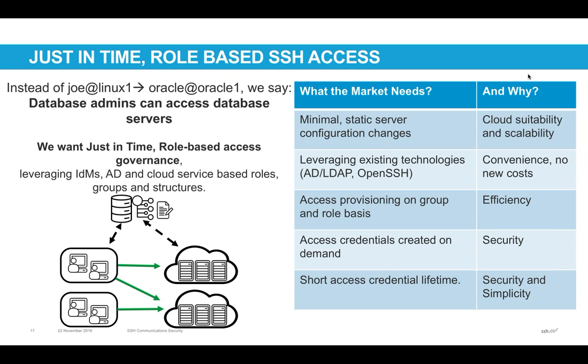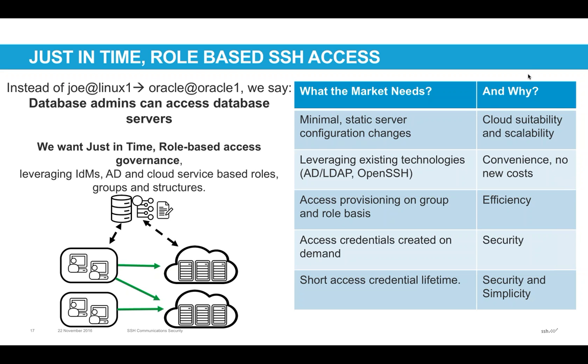What's also seen as a market requirement is leveraging existing technologies. Many companies are leveraging Active Directory on-prem, Azure AD, AWS similar, or the good old LDAP, and OpenSSH is the de facto standard that comes with every Linux instance, whether it's on-prem or cloud. As discussed already earlier, one of the key requirements in the future is to be able to provision access on a group and role basis, to give efficiency and better control in a centralized fashion.